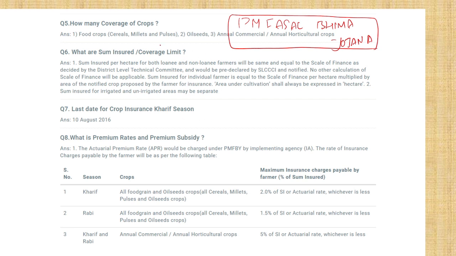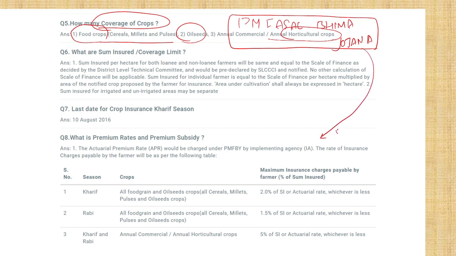What they see is the coverage, which crops are covered. See, it is covered for food crops, oil seeds, and also horticulture. They will say this Fasal Bima Yojana is there only for food crops. No, it is for food crops, oil seeds, horticulture, okay. And the question they asked in 2016 or 17, already they have asked one question.